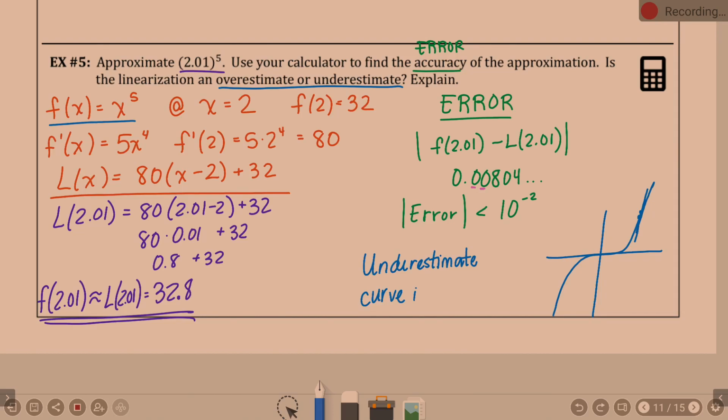So I'm going to say underestimate. I'm going to mention that the curve is concave up at x equals 2.